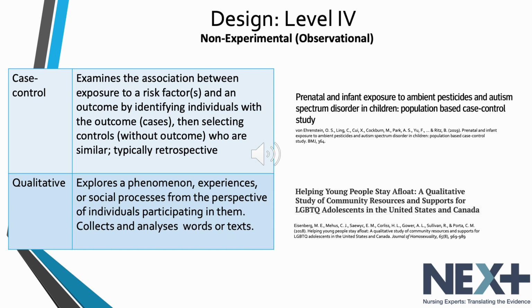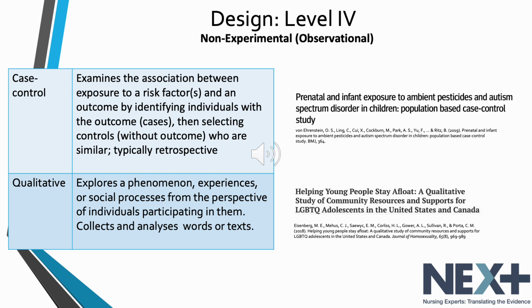Where a cohort study typically follows subjects prospectively, a case control is retrospective. In a case control study, a researcher identifies those with the outcome, the cases, and then selects those without the outcome, the controls, who are similar. Cases and controls are matched based on demographics or other important characteristics that are risk factors for the outcome.